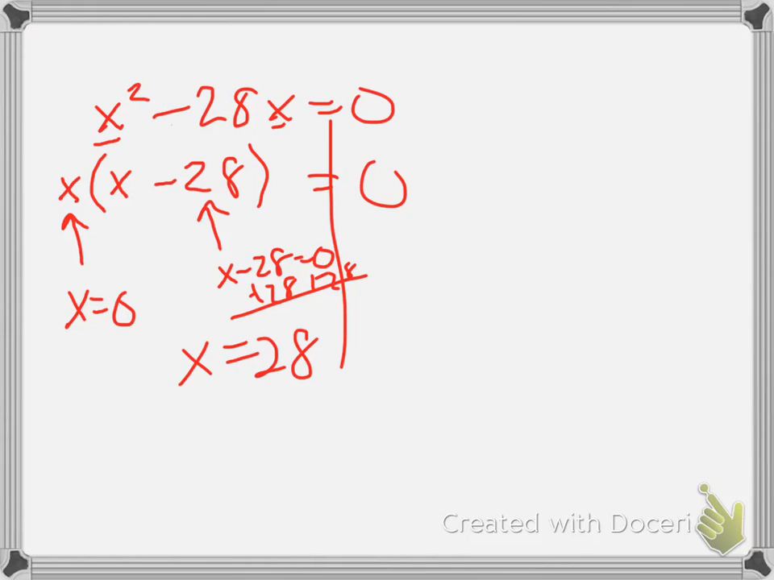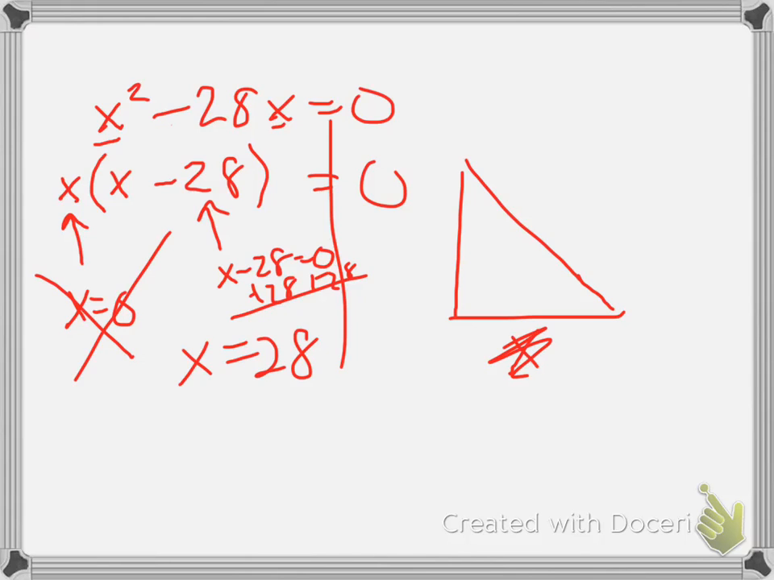And since we're talking about a distance, and one of these is just plain old x, that can't be 0. That doesn't make sense. So that's not a real answer for this situation. So 28 must be the answer.